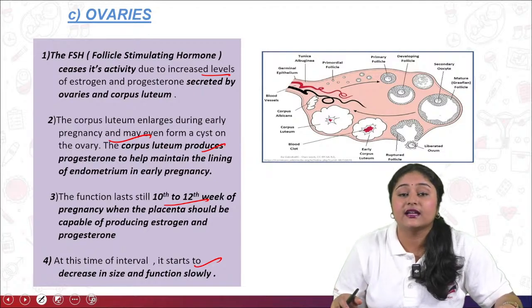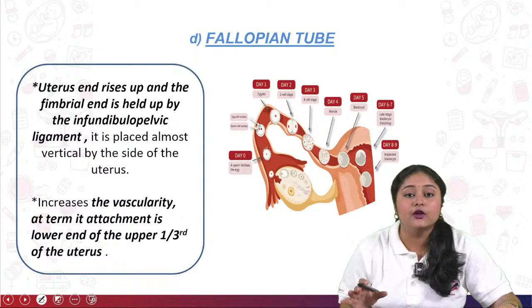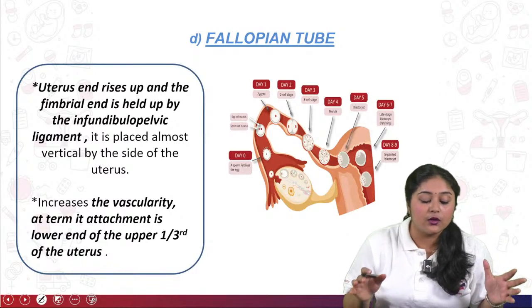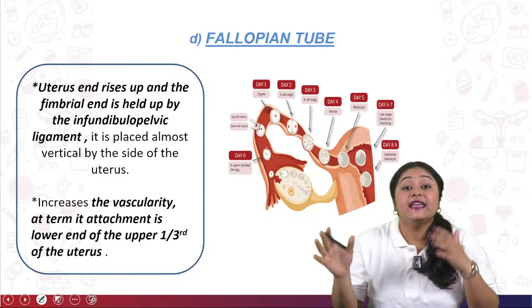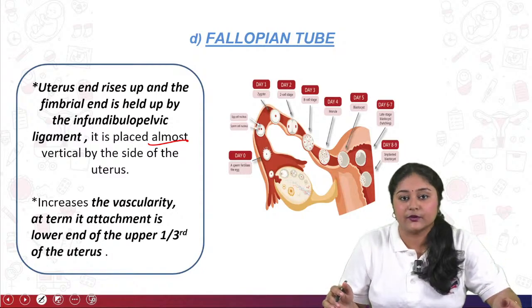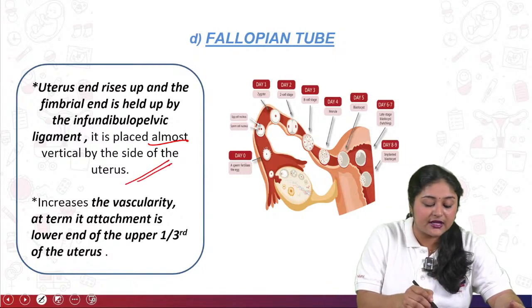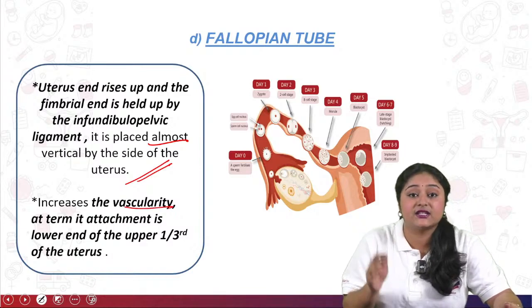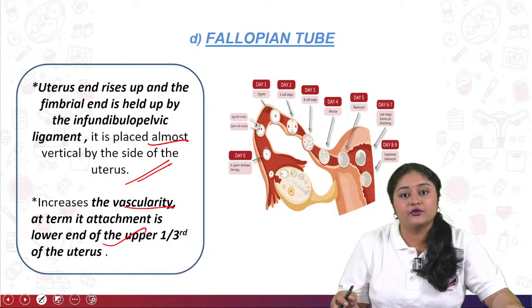So these all are the mechanisms of the ovaries. Now come to the fallopian tube. So the fallopian tube is like the uterus, which also starts to rise up at one end, and the other end is also held up by the infundibulopelvic ligament, which is placed almost vertically by the side of the uterus. So what happens due to this presentation is an increase in vascularity at term, when it is going to be attached at the lower end of the upper 1/3 of the uterine part.